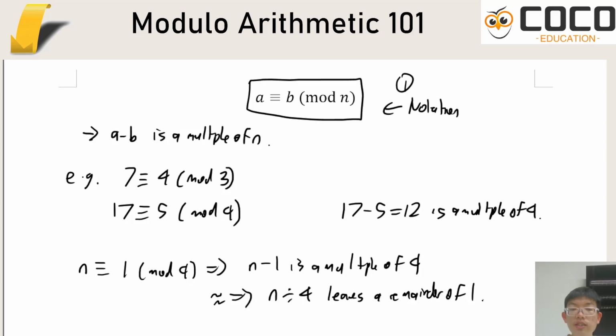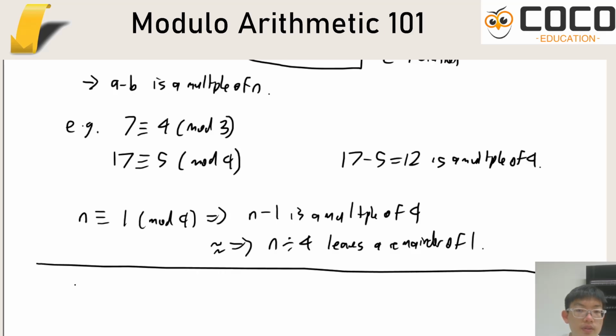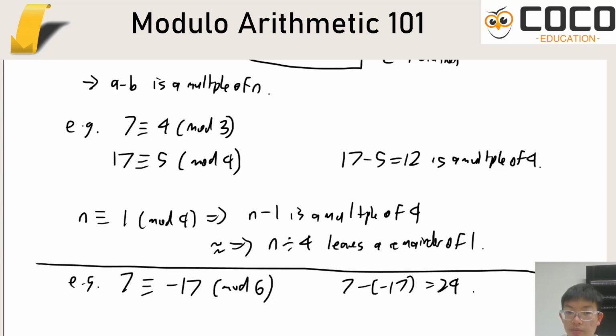Now this is not 100% accurate because n can also be negative, and so describing it as a remainder is accurate if we know n is positive, but otherwise not quite. So I could also say that 7 is congruent to negative 17 mod 6 because the difference is a multiple of 6. Now, this is notation.